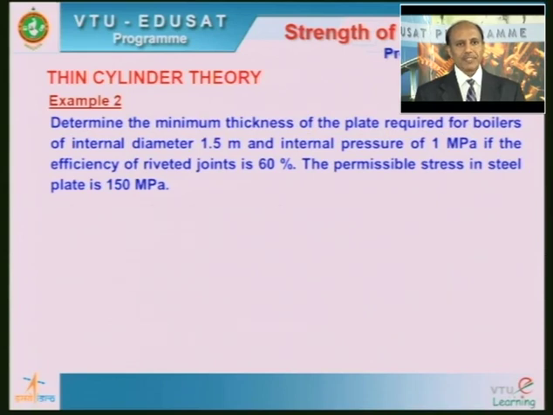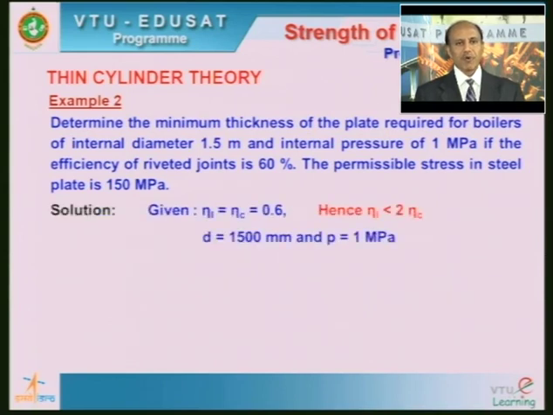Let us go through another example. In this particular problem, you have a cylinder of diameter 1500 mm subjected to an internal pressure of 1 megapascal. The cylinder is made of sheets, and as you know, we have joints both along the longitudinal direction and the circumferential direction. The efficiency of the joint has been given as 60%, and since different efficiencies for circular and longitudinal joints are not specified, we assume the efficiencies to be the same for both the joints.